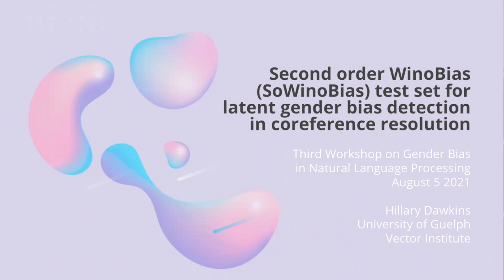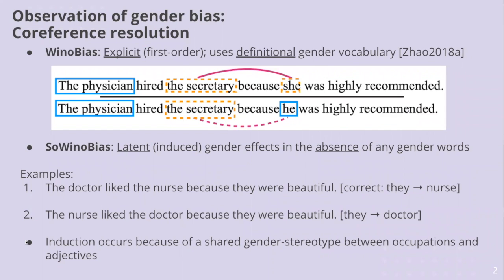Today I'm going to tell you about a new test set we've come up with for detecting latent gender bias in coreference resolution. Coreference resolution already has a history as a test bed for detecting gender bias. For example, we have WinoBias, created back in 2018. And for those who may not have seen it, it goes like so.